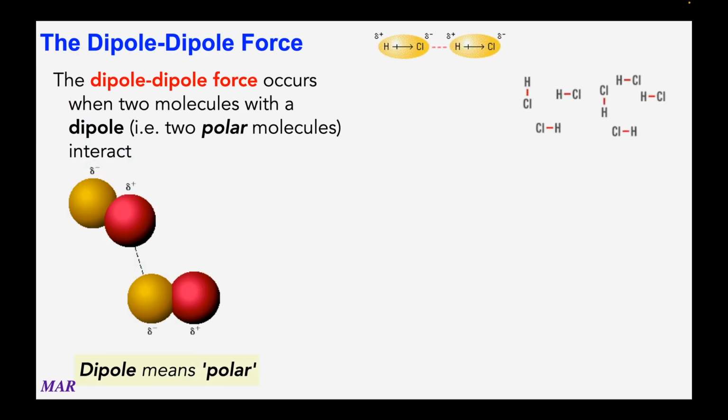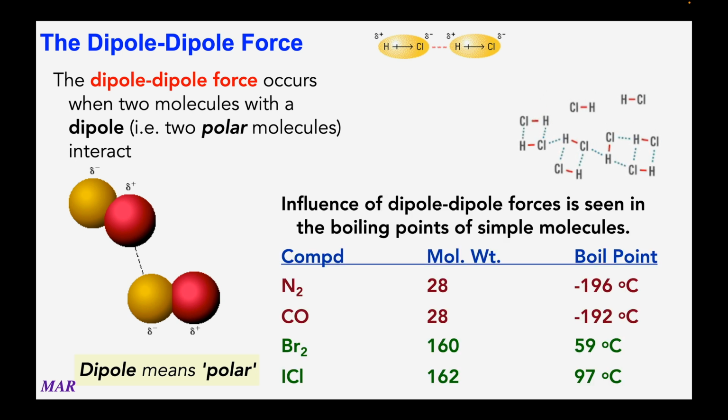Hydrogen chloride molecules are polar. When HCl molecules in the gas phase are cooled, the kinetic energy of the molecules can no longer overcome the dipole-dipole forces between them. The opposite ends of the molecules attract each other and coalesce to form a liquid.